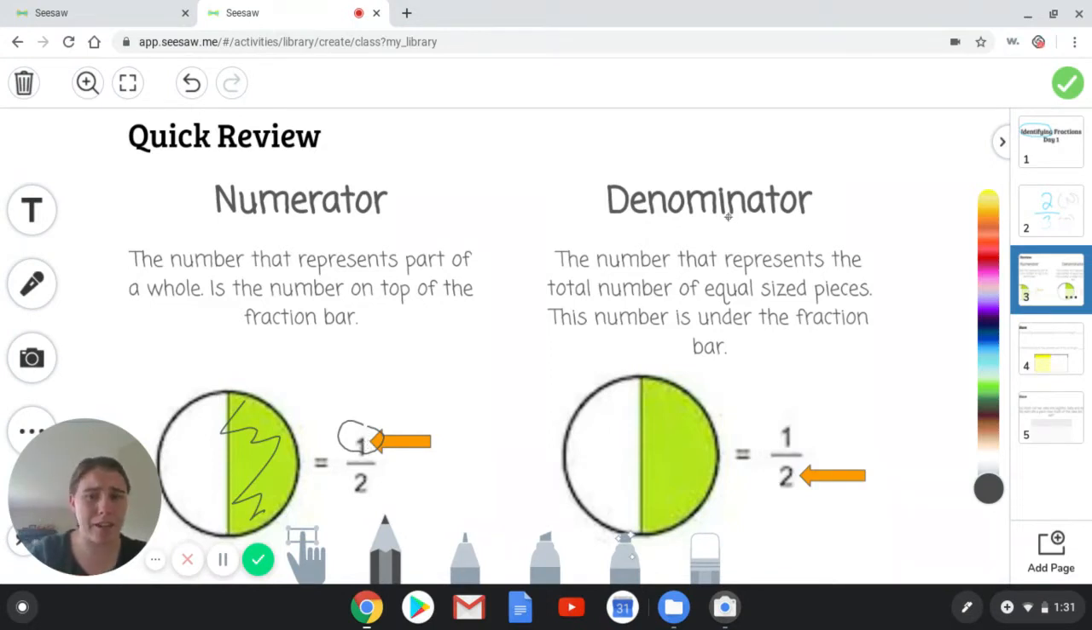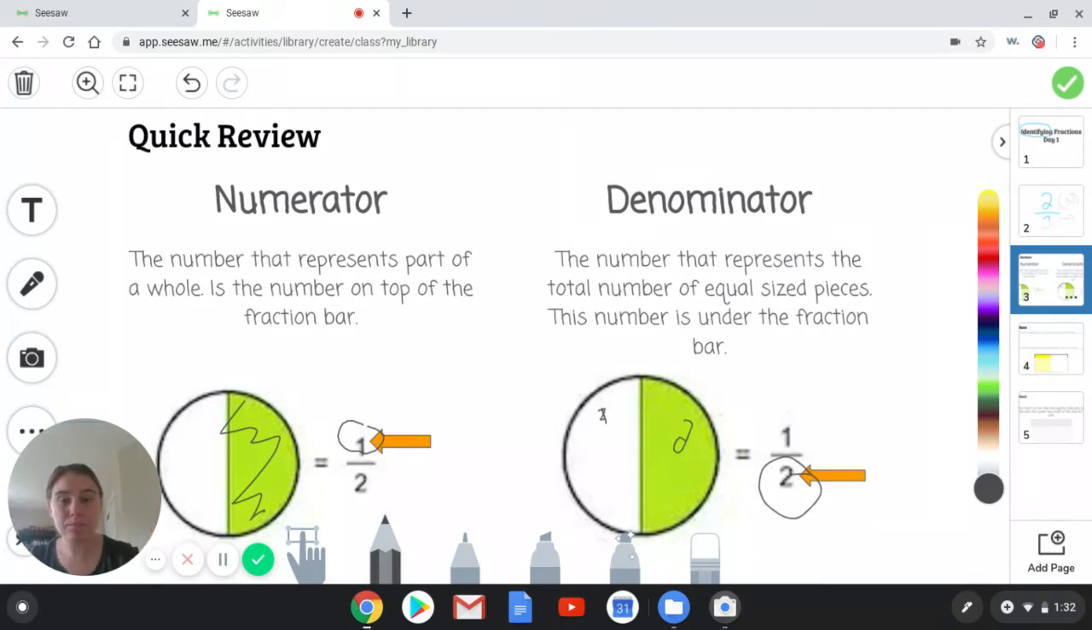The denominator, on the other hand, is the number that represents the total number of equal size pieces. And this number is under the fraction bar. So again, same model. I can see there's one, two equal size pieces inside my fraction model. That means my denominator is going to be 2 because there's 2 total pieces. The denominator will always represent the total number of pieces that we have in the shape.